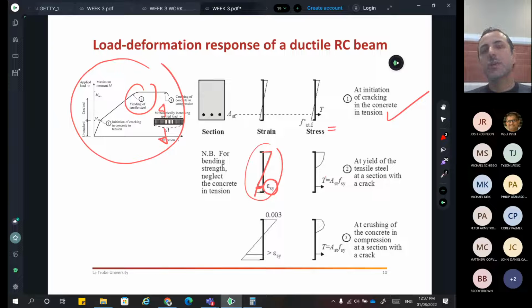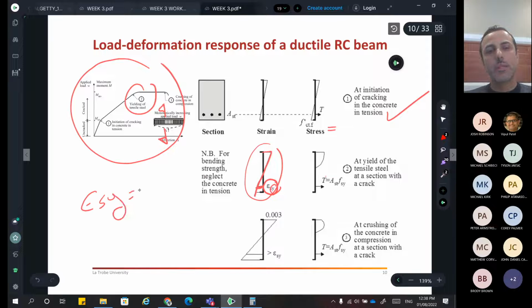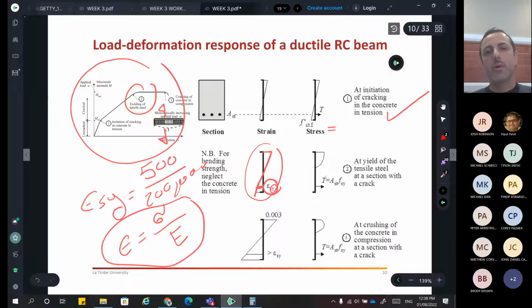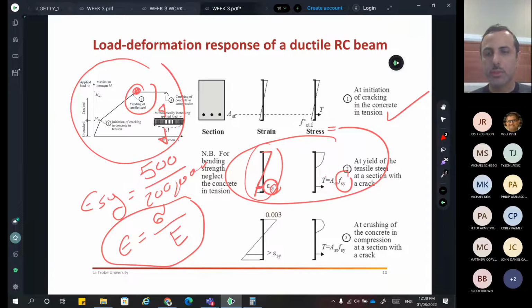Epsilon sy means the strain of the steel, y means yield. Now, epsilon sy is equal to 500, which is the yield strength of the steel, over E, which is 200,000, because we know strain is equal to stress over Young's modulus, from mechanics of solids. Okay, we will touch on this again, but I just want to fill the gaps here. So what I'm trying to say is, at this phase, the steel is at yield, right? And that's what we want. We want the steel to yield, to let it do the job it's intended to do.